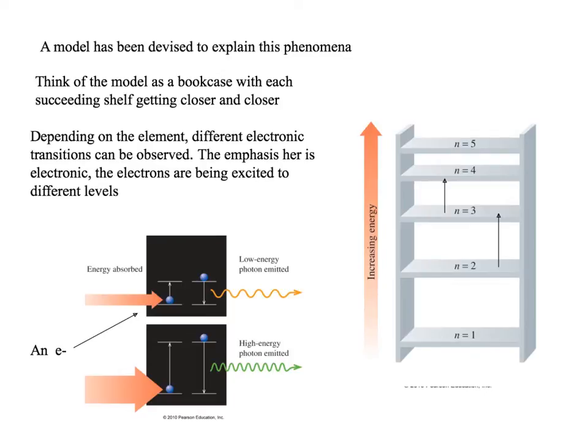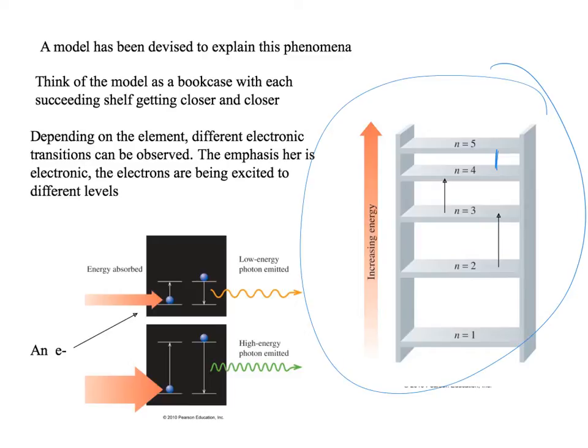Well, they've actually devised a model to explain this. It says, think of the model as a bookcase with each succeeding shelf getting closer and closer. Here's my bookcase that I'm talking about. And the succeeding shelves mean, notice shelf 4 and 5 are closer to each other than, for instance, 1 and 2 are. Depending on the element, different electronic transitions can be observed. The emphasis here is electronic. The electrons are being excited to different levels.